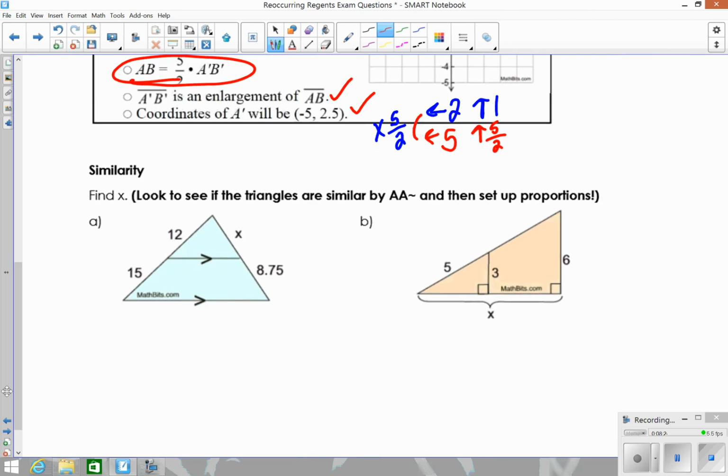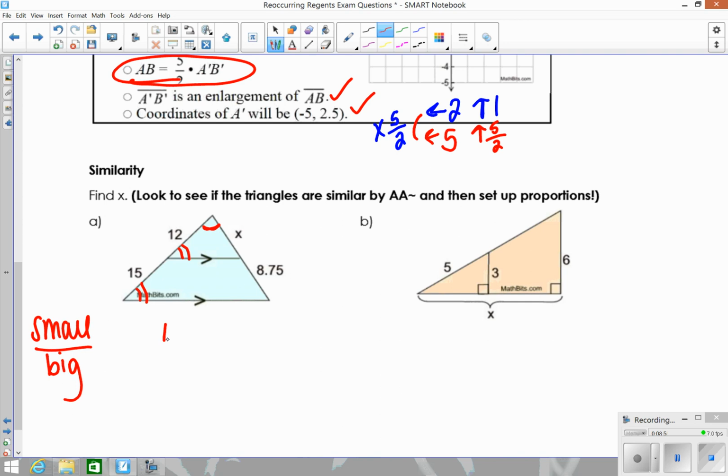Whenever you see pictures where you have these small triangles inside of larger triangles, always look to see if the triangles are similar, because if they are, then you can set up a proportion. That's how you can solve these. So for this one, since I have these parallel lines, that automatically means that these triangles are similar because one, we have reflexive property, but then also we have these corresponding angles that are congruent. So then that makes the small triangle similar to the big triangle. So we can set up a proportion of small triangle to big triangle.